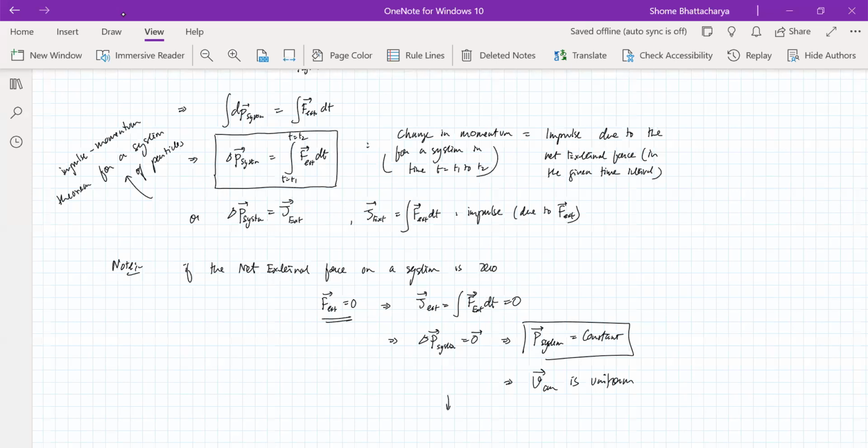So we apply the principle of momentum conservation for a system which is isolated, meaning that the net external force is zero.